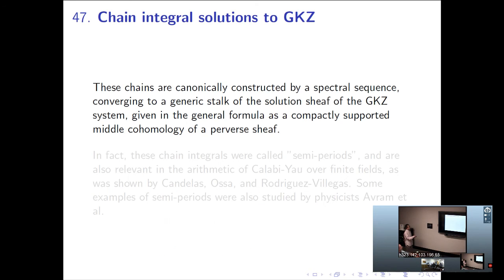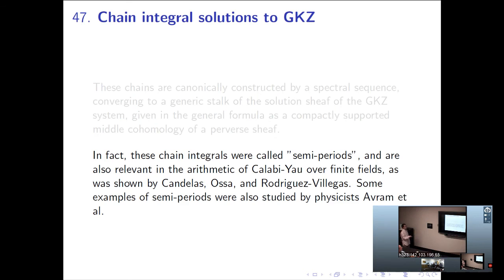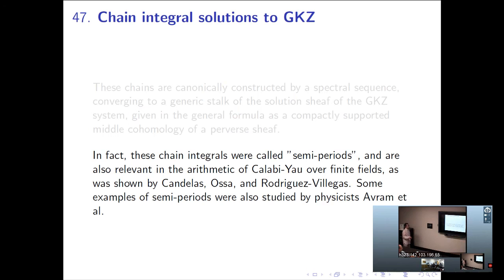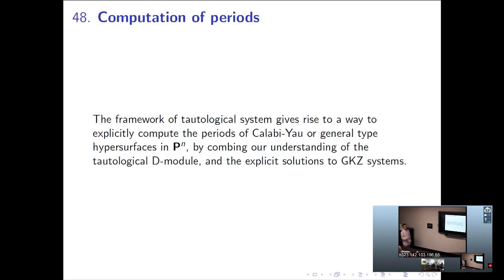So what are those chains? These chains are cohomologically constructed by a spectral sequence converging to a generic stalk of the solution sheaf of the GKZ system, by a compact support middle cohomology of a perverse sheaf. So the chains can actually be described very explicitly for series and system.